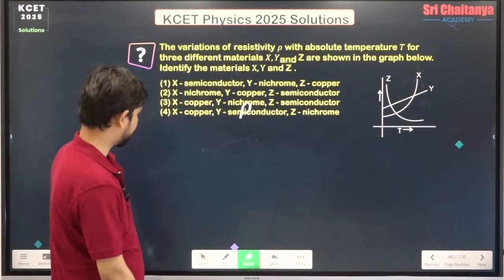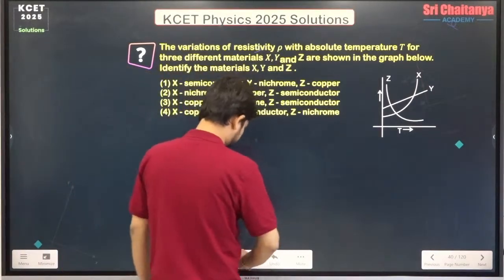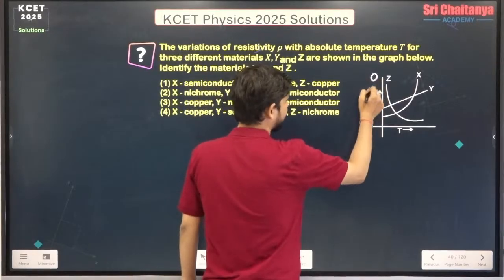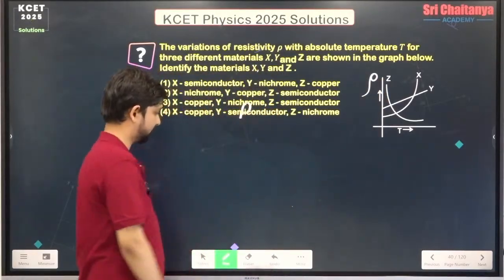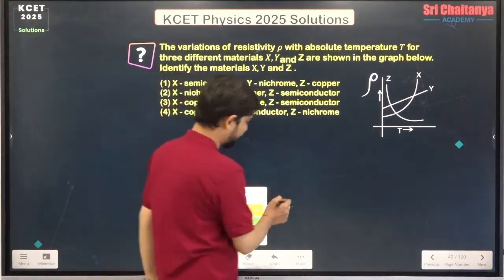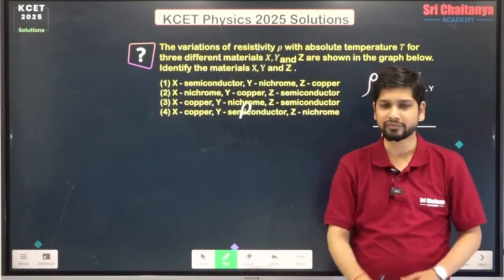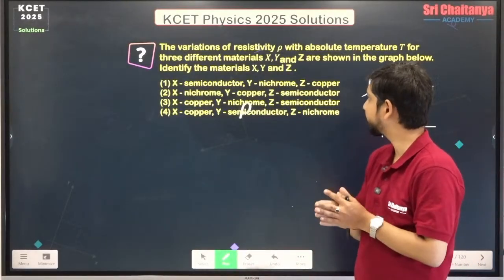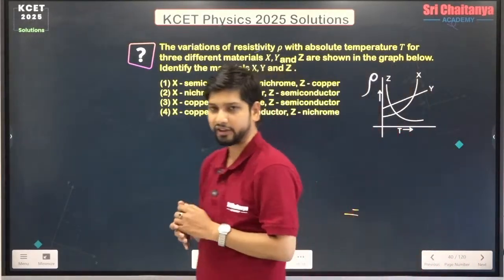Okay, so I think this row should be here, not here. So the row is here, not here. There is a mistake, no problem. Okay, so let's get back to this question. Have you read this question? Have you attempted this question?